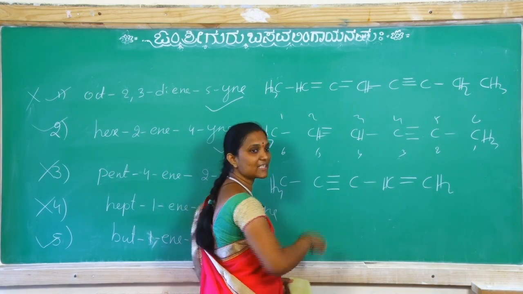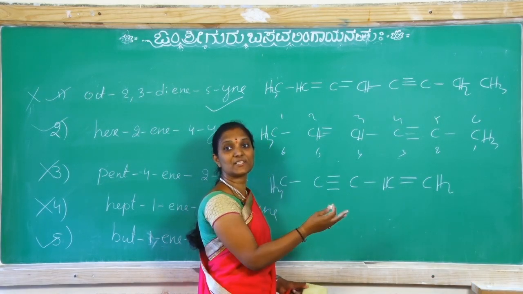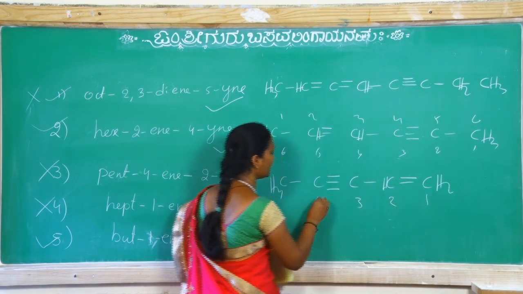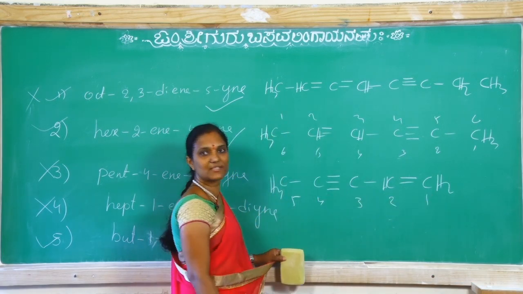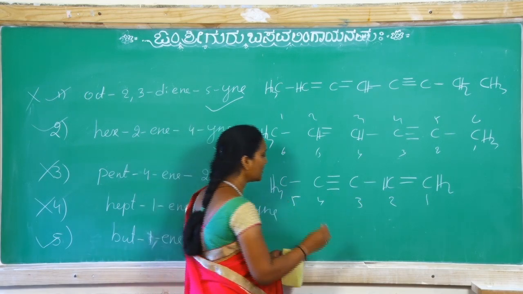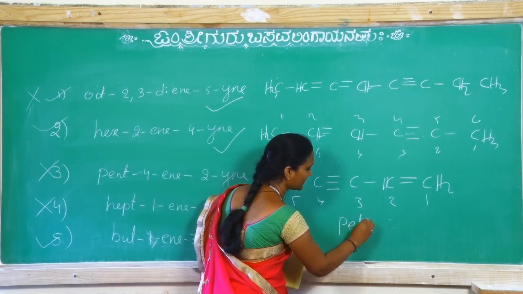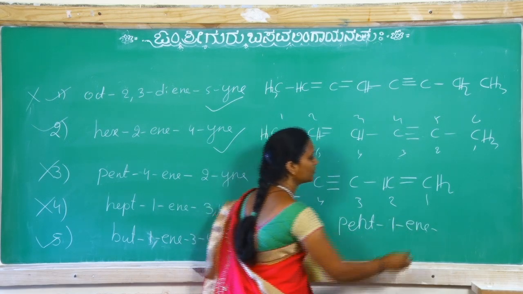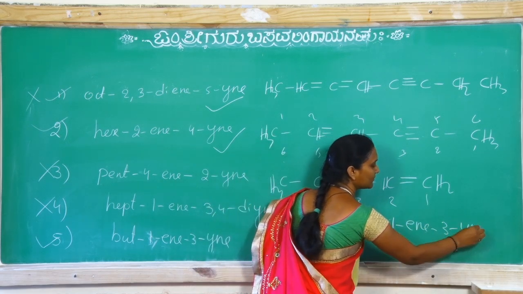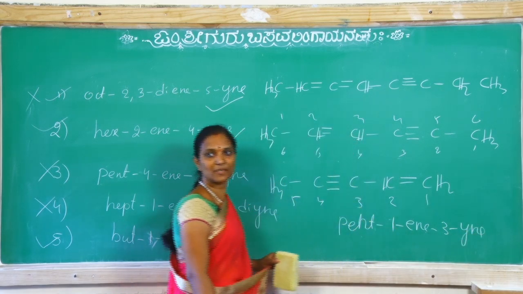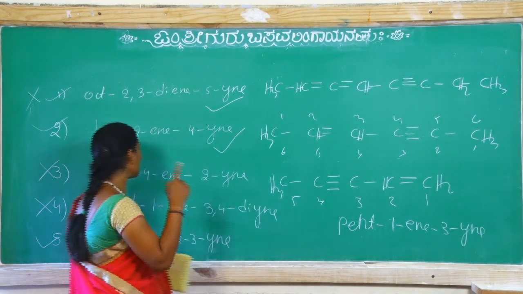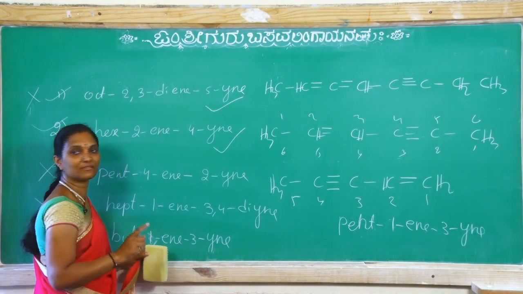Numbering this side or that side? Least sum. This side correct. 1, 2, 3, 4, 5. Least sum we should say. This side correct. Now pent, 1-ene, 3-yne. Yes or no? So pent-1-en-3-yne is correct, not 4-en-2-yne.